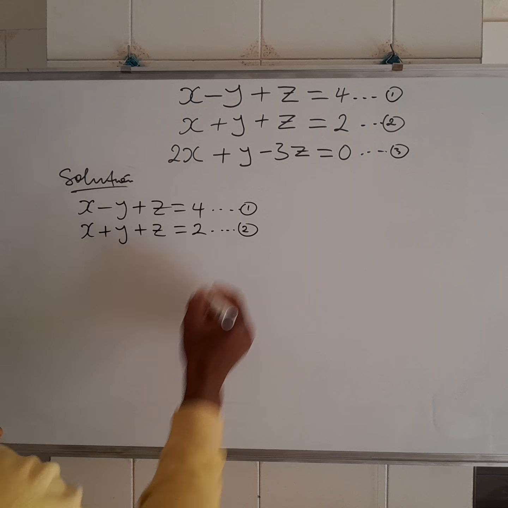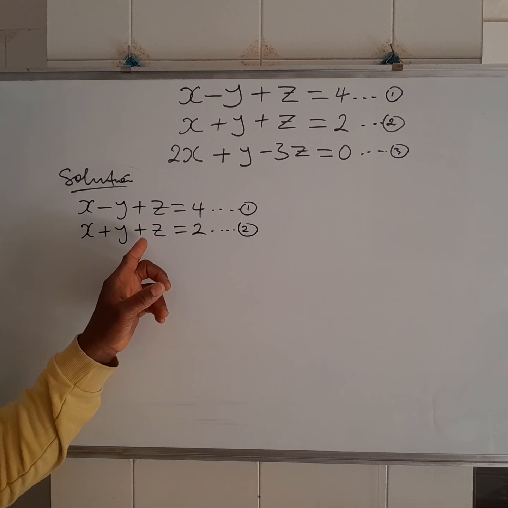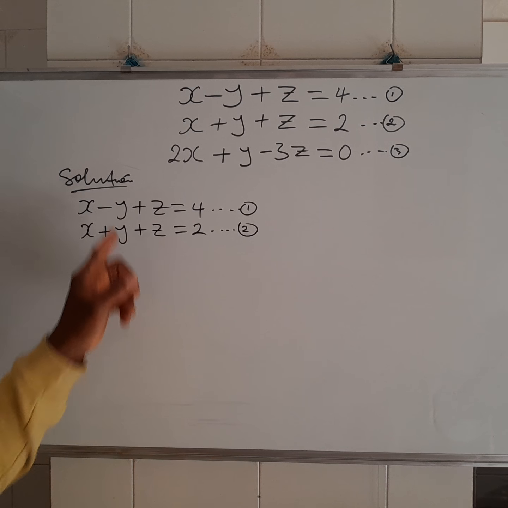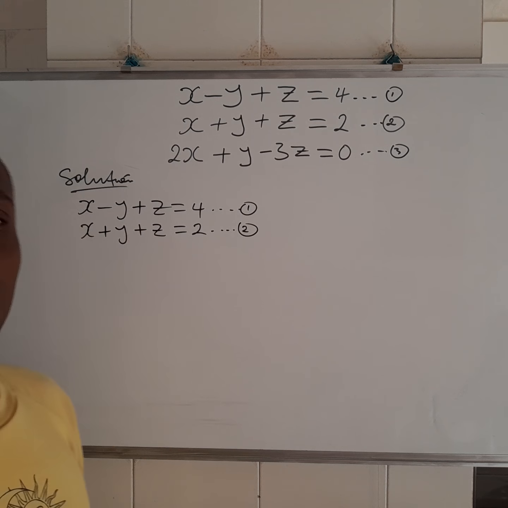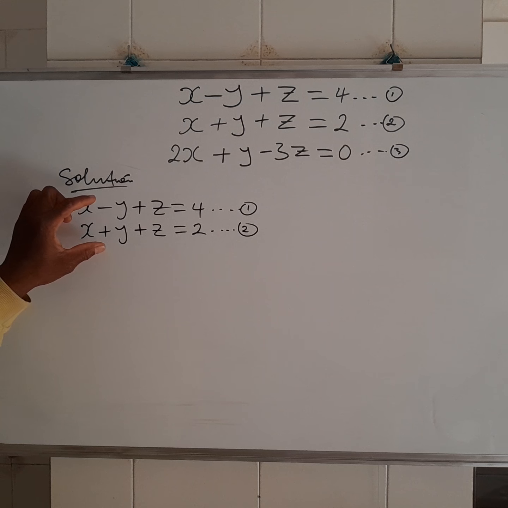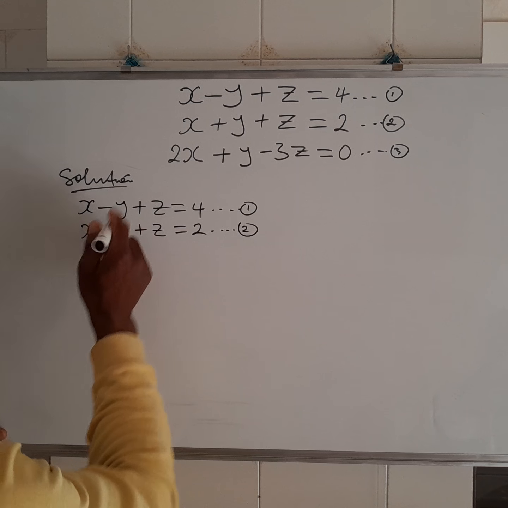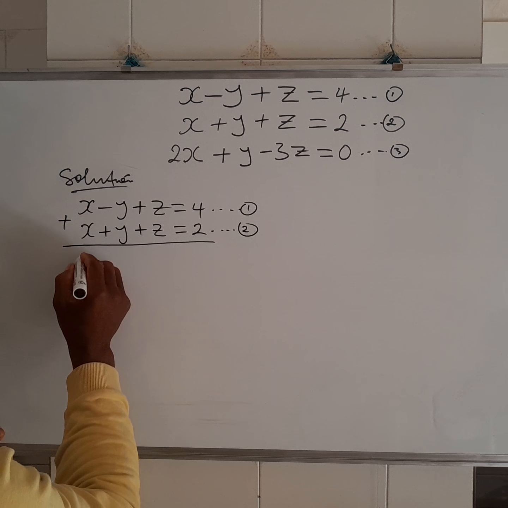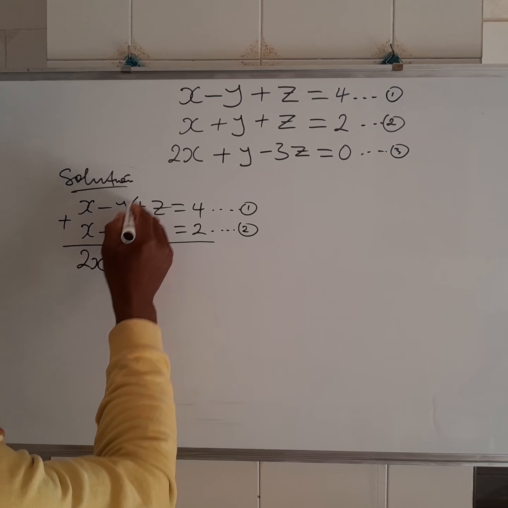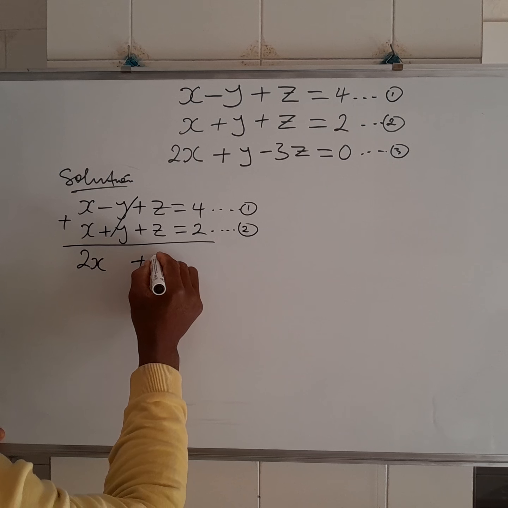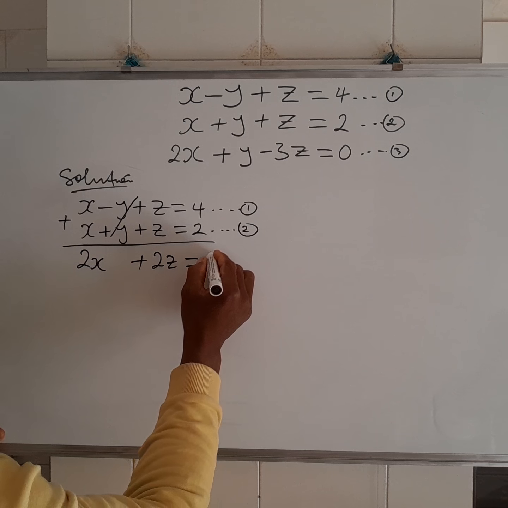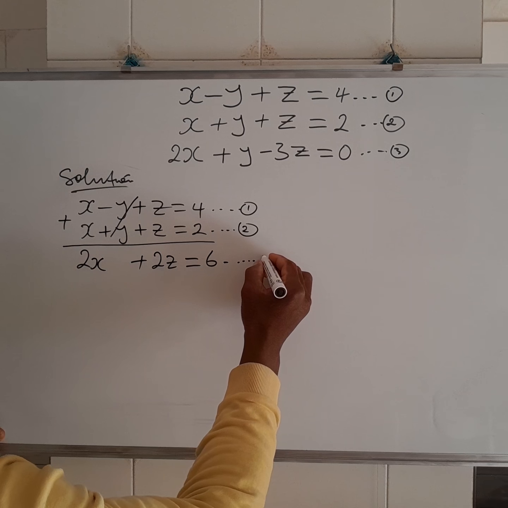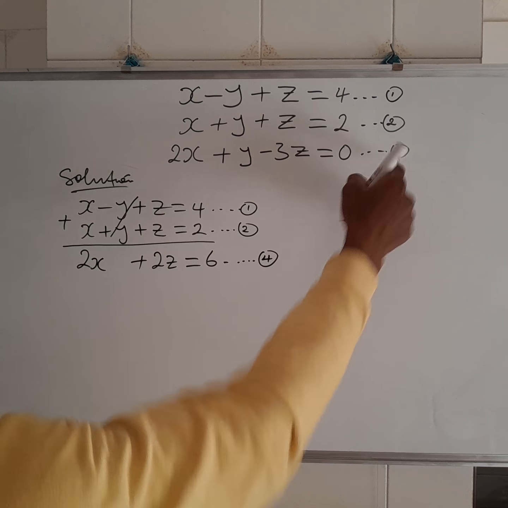So from here, after choosing two equations, you find a way to eliminate any of the variables. You eliminate one to have only two variables. So here, let us eliminate y. For us to eliminate y, we have to add both equations. When we add both equations, this becomes 2x. This will go away, and we have plus 2z equals 6. So you name this your new equation. That is equation 4, because we already have equation 3 there.